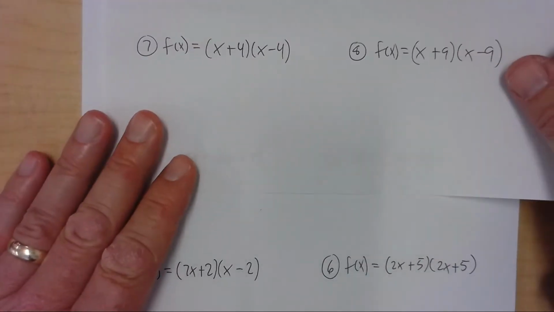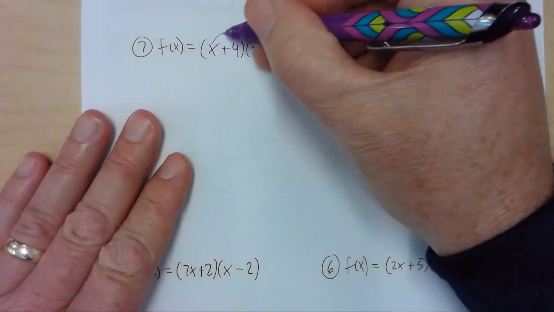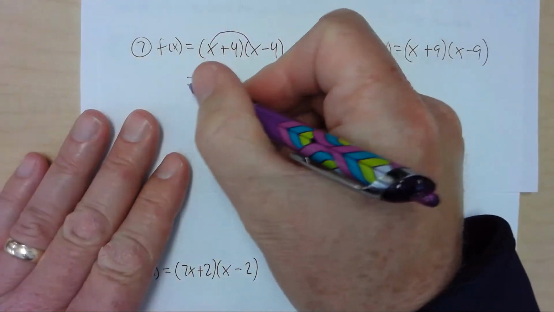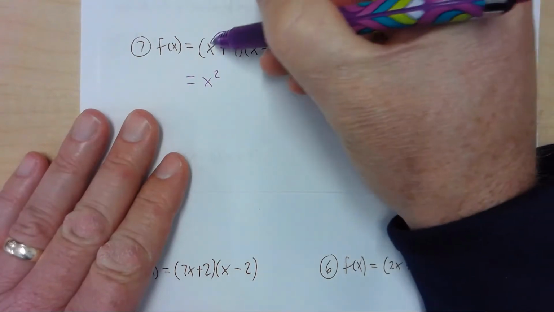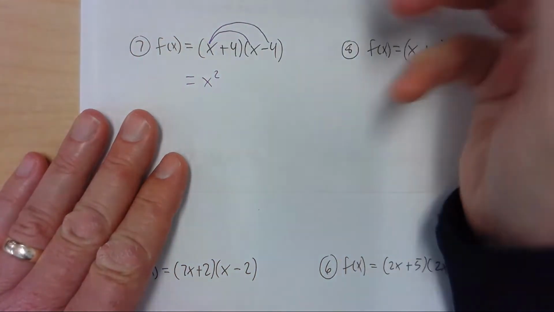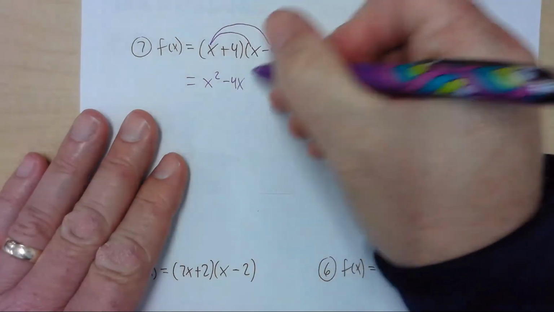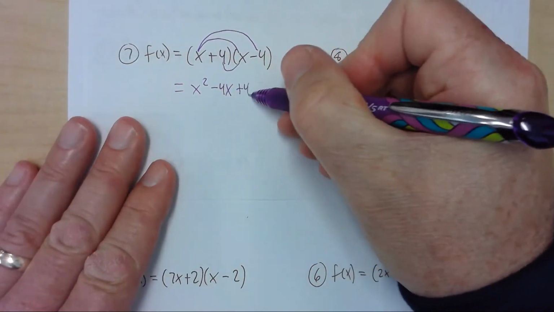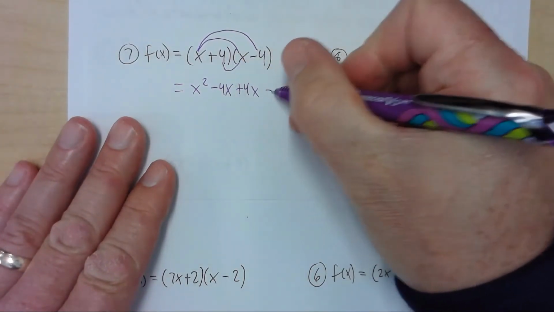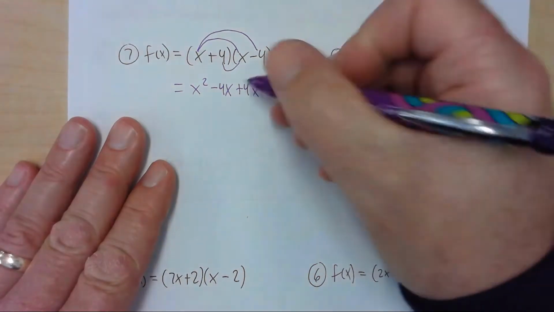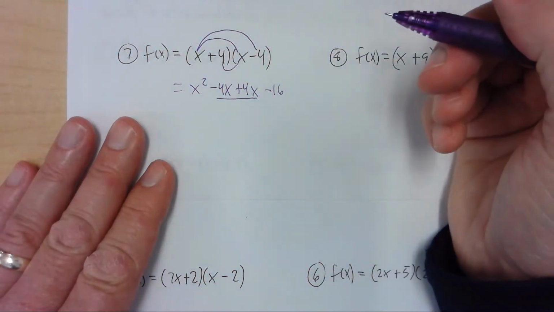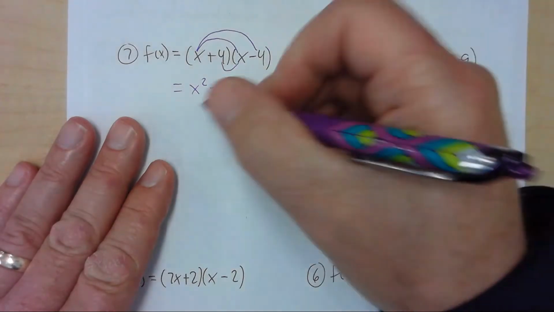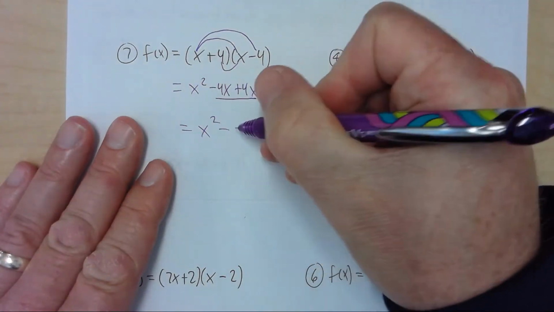So look at number 7 with me. Outsides multiplied together, x times x is x squared. And then x times the negative 4 would be negative 4x. And then 4 times the x would be 4x. And then minus 16. These are the like terms. They go together and create nothing, because you got negative 4 plus 4. So the answer is x squared minus 16.